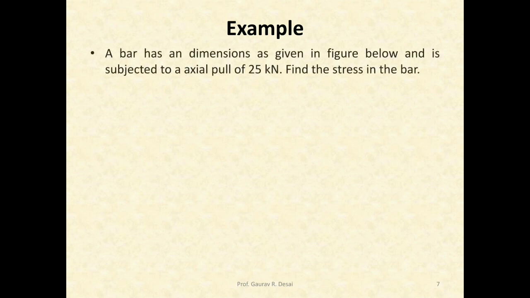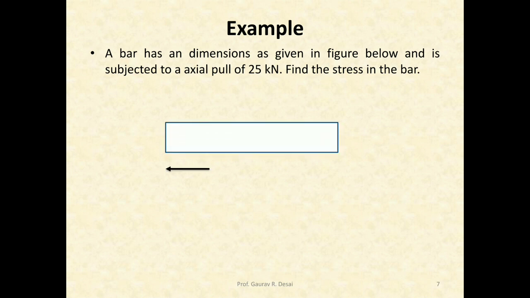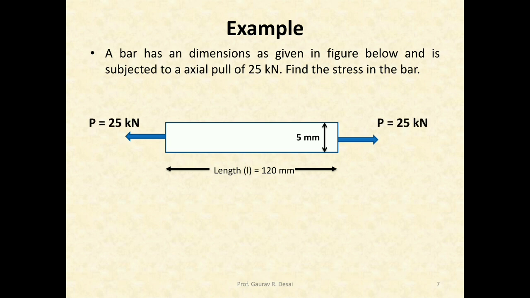Now the next part is how we explain this with an example. A bar has dimensions as given in the figure below and is subjected to an axial pull of 25 kN. Find the stress in the bar. So a bar is given in this form having length 120 mm, thickness equal to 5 mm, and a tensile load P of 25 kN is acting in the axial direction on opposite sides of the bar, meaning it is pulling the bar outwards.